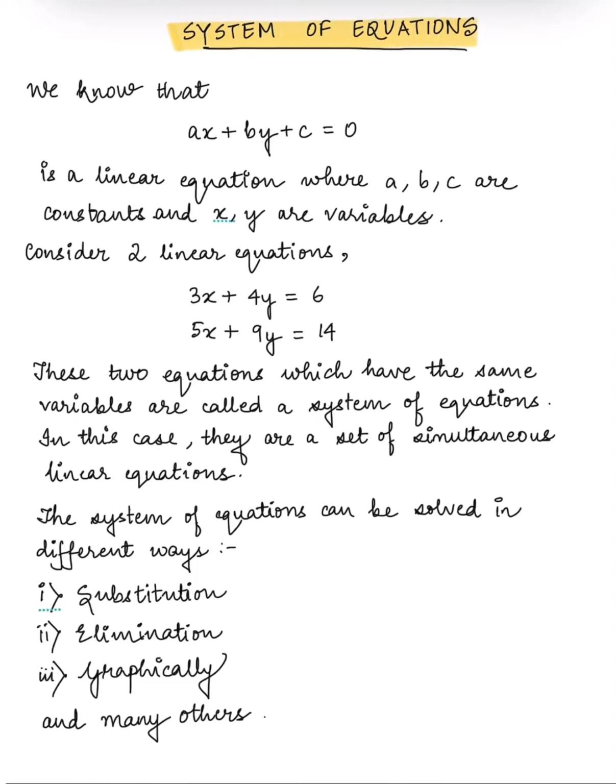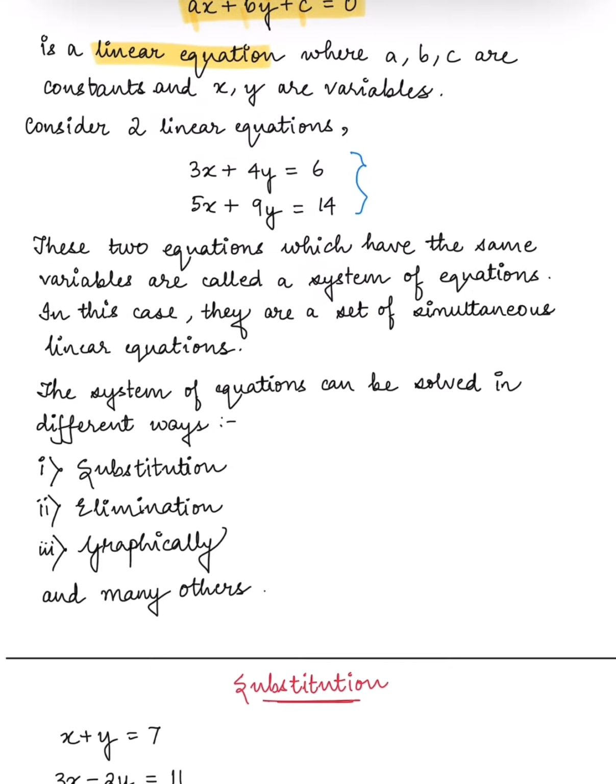System of equations. We know that ax plus by plus c equal to 0 is the equation of a linear equation, and a, b, c are the constants, x, y are the variables. Now consider that I have any two linear equations like this, for example. Now if we notice, they have the same variables, that is x, y.